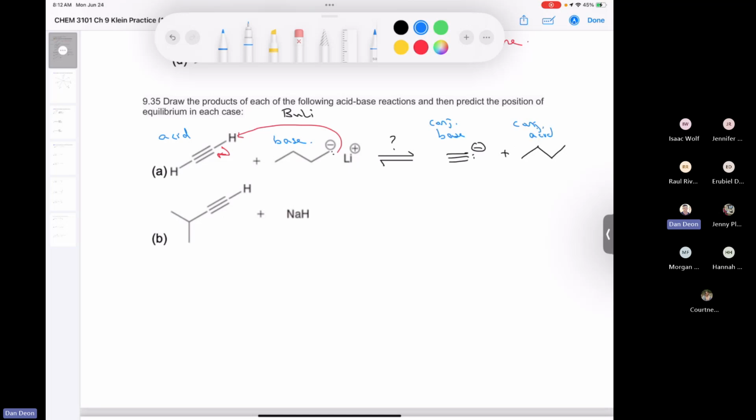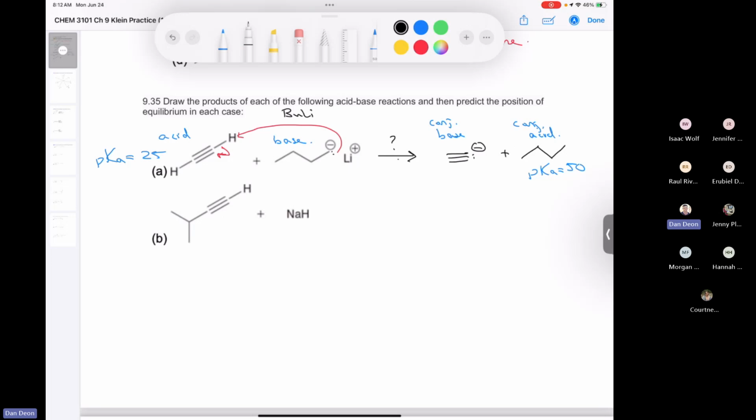conjugate acid. We'll talk about weak acids, right? Butane is an alkane, which has a pKa of around 50, whereas the alkyne, acetylene, has a pKa of around 25. So the equilibrium is going to lie to the side of the weaker acid. And so, yes, butyllithium is definitely an appropriate base for deprotonating acetylene. And so our equilibrium is going to lie very hard to the side of the products. Okay. Essentially, it's going to be an irreversible reaction.